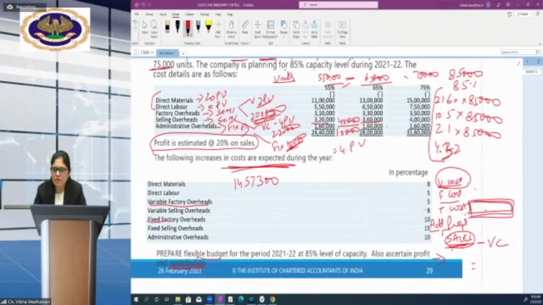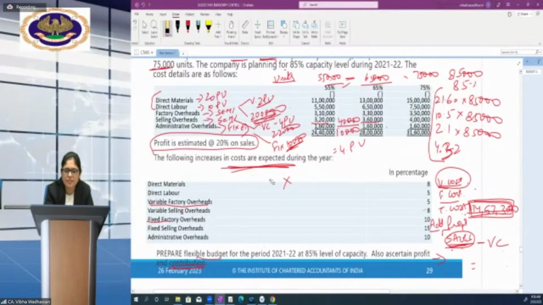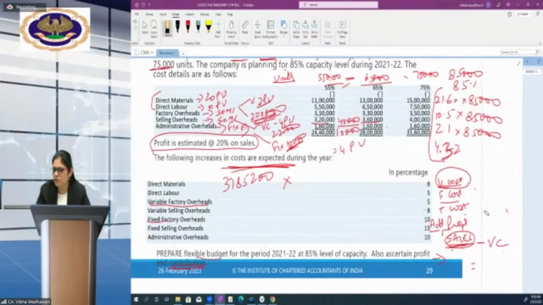So total cost, 14,57,300. Total of variable into. I'm taking it as the correct amount if there is no other answer. Total cost. Okay, 37. Okay. The total cost somebody has given me, 37,85,200. 37,85,200 total cost. So I'll just write it over here also so that there is no confusion. Total cost which I'm getting is 37,85,200.